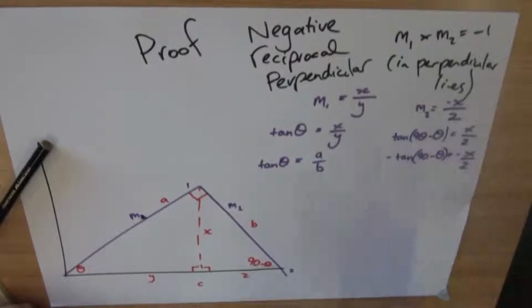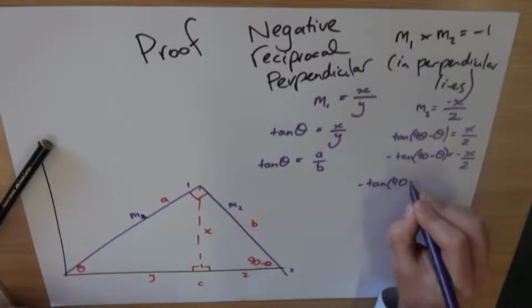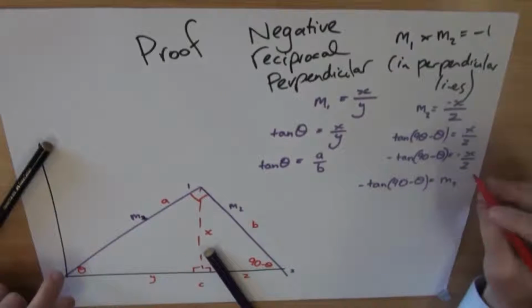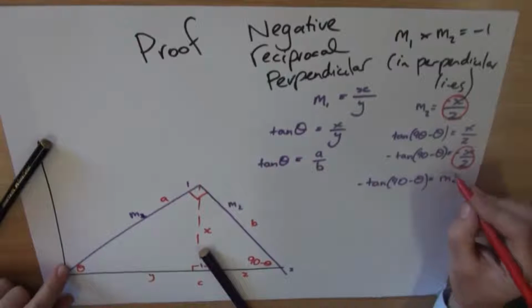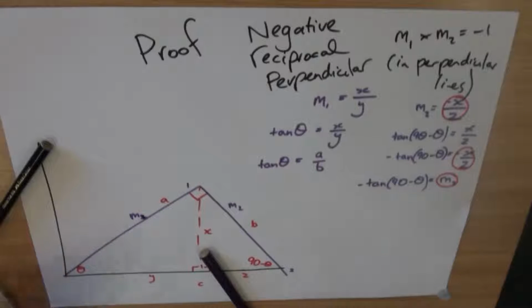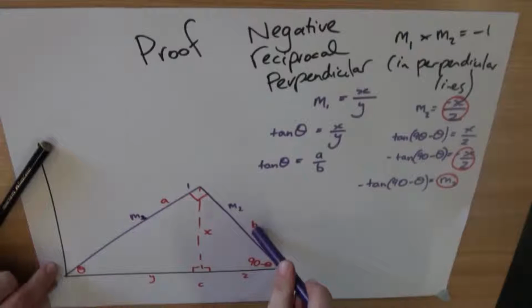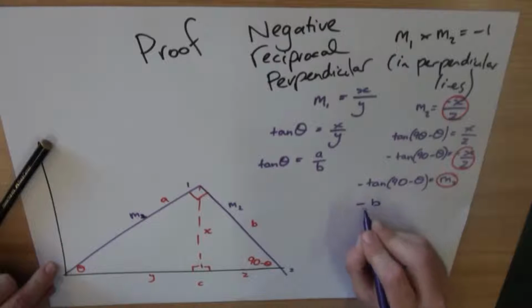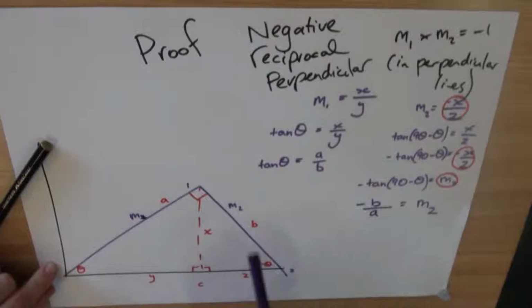So that means that minus tan of 90 minus theta equals m2, okay? Because I'm equating this here, it is exactly the same as that. So we know that m2 is going to be minus tan of 90 minus theta. Also, tan of 90 minus theta is b over a. So minus b over a equals m2 by this second triangle here.